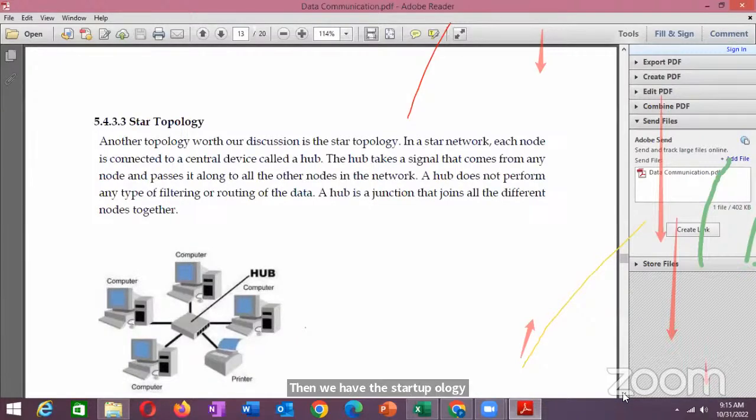And our discussion is the star. In a star network, each node is connected to a central device called a hub. The hub takes a signal that comes from any node and passes it along to all the other nodes in the network. A hub does not perform any type of filtering or routing of the data. A hub is a junction that joins all different nodes together.